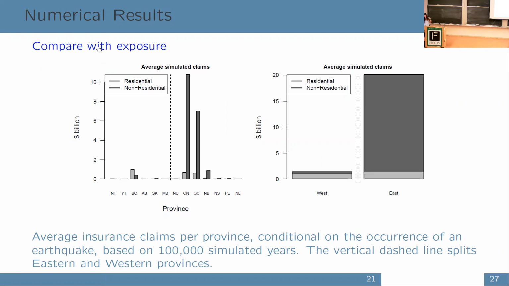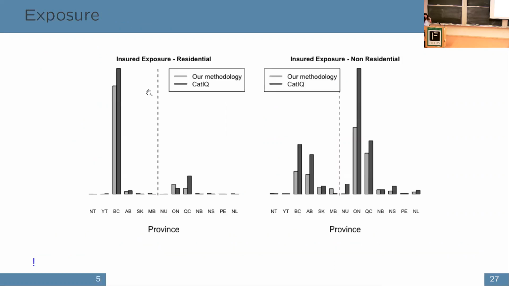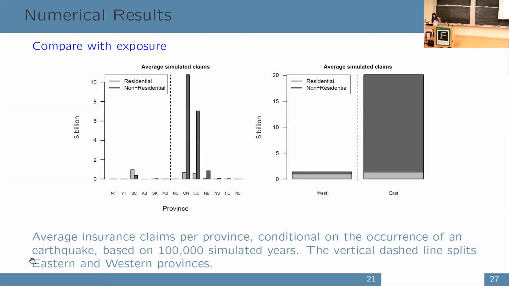And if I go back to the exposure, this is something I did not talk about. Our methodology is now with the simulation algorithm that we had. We could compare what if we had exposure from the west and from the east. But anyways, okay, let's get back to the claims. And again, we have the same split from west and east for the residential and the non-residential, because we don't have much of non-residential and we have much more.